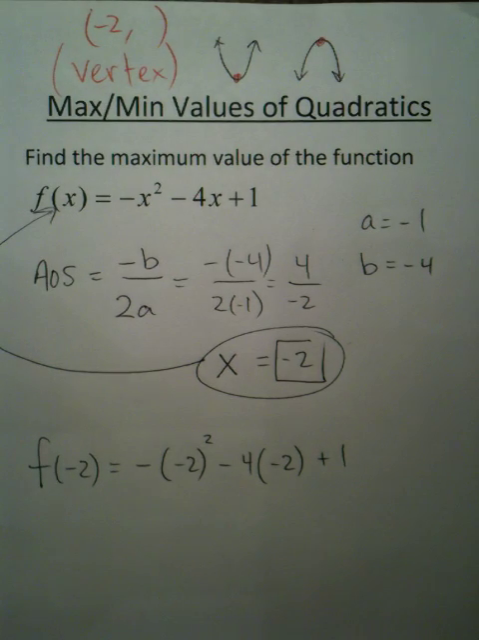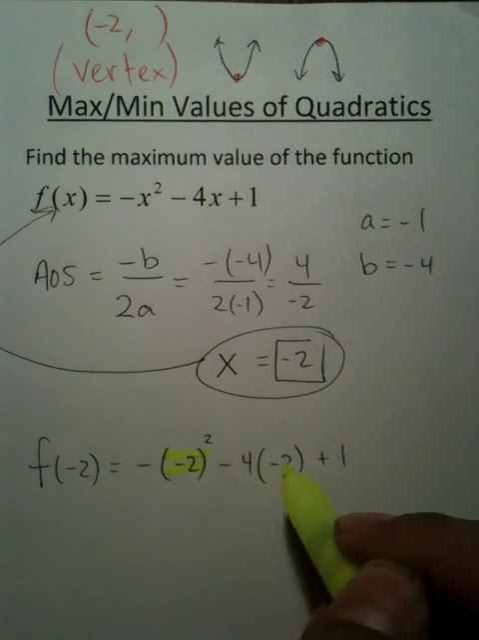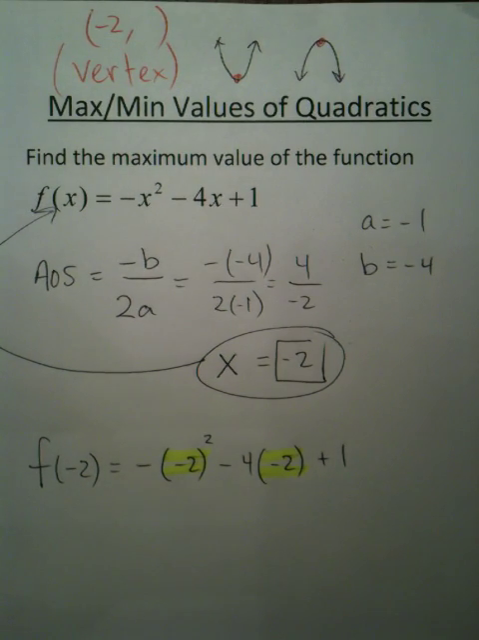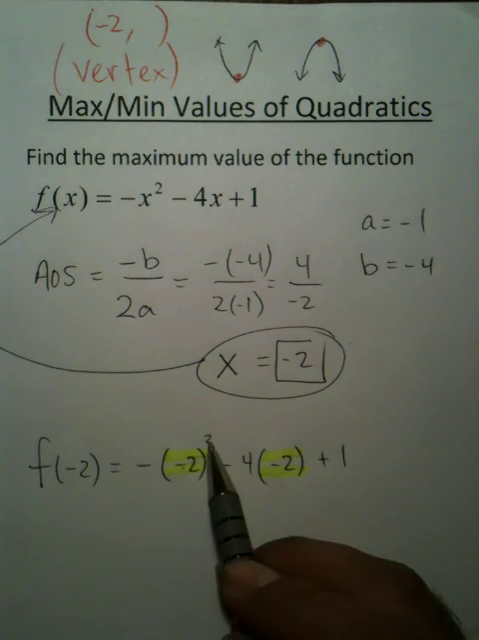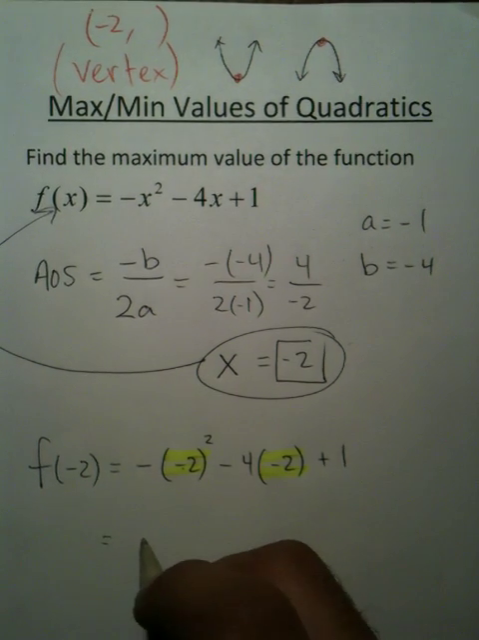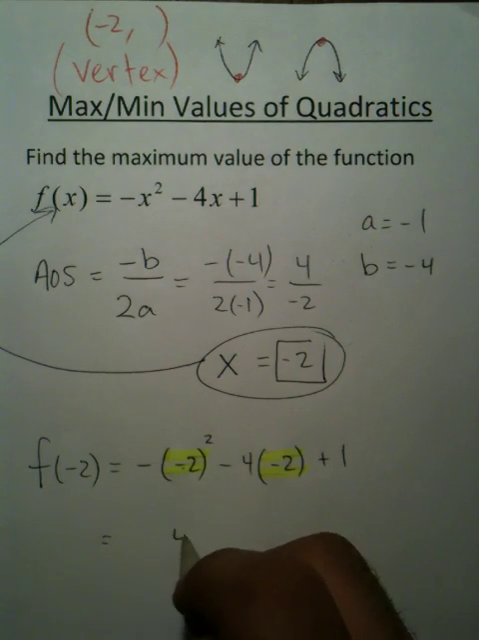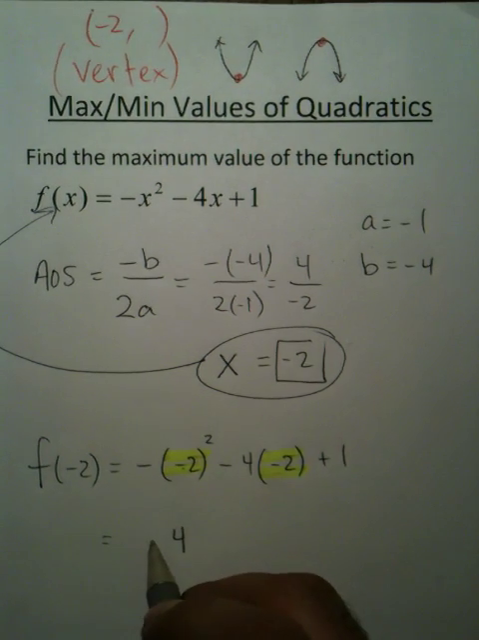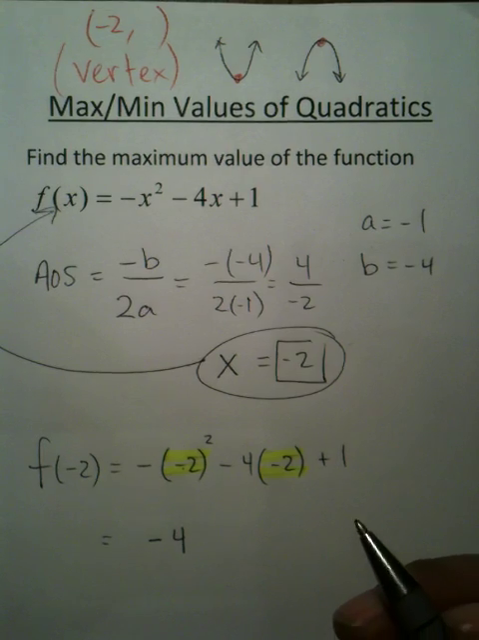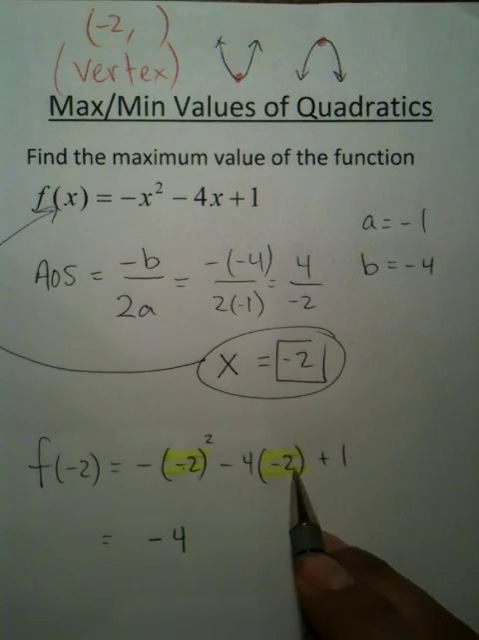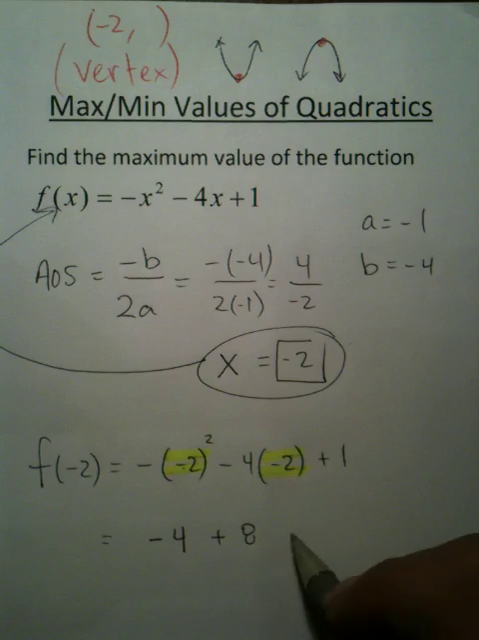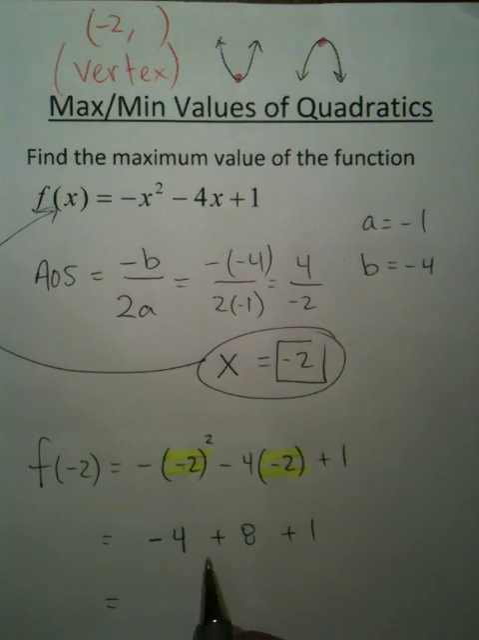Now I recommend this to all my students. Use parentheses when you are trying to substitute in values, because then your order of operations is very clear. Negative 2 squared happens to be positive 4. However, there is still this negative on the very outside, so it's negative 4. Negative 4 times negative 2, positive 8 plus 1, which gives you 5.